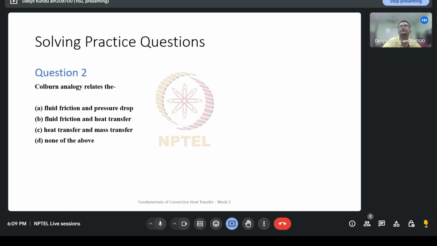Okay, so moving on to question number two. This is asking us what the Colburn analogy relates. Option A, fluid friction and pressure drop. Option B, fluid friction and heat transfer. Option C, heat transfer and mass transfer. Or is it option D, none of the above? So what does the Colburn analogy tell us? Read the question and the options carefully and then try to pick the correct answer.